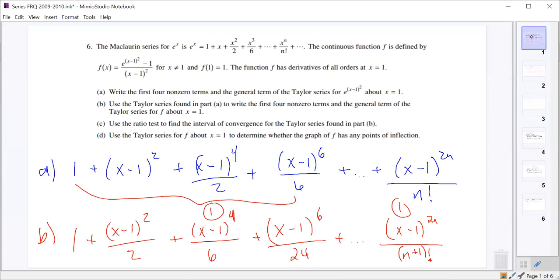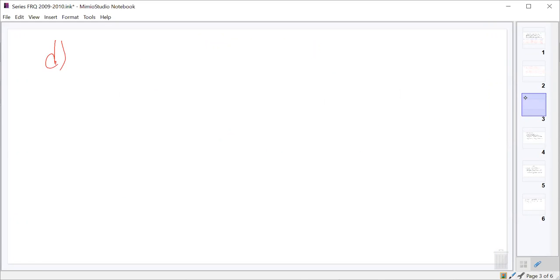All right, and part D, we want to use the Taylor series for f around x equals 1 to determine whether f has any points of inflection. So what are we going to need to do for that? Yeah, if we're using f and we want to find points of inflection, we're going to need to take a second derivative. So first off, what's f prime going to be?